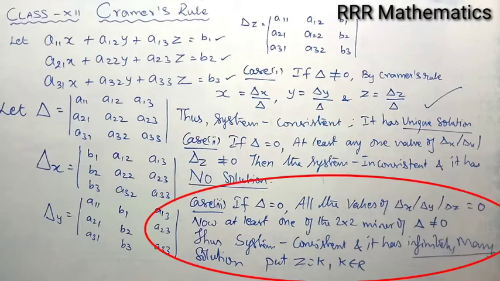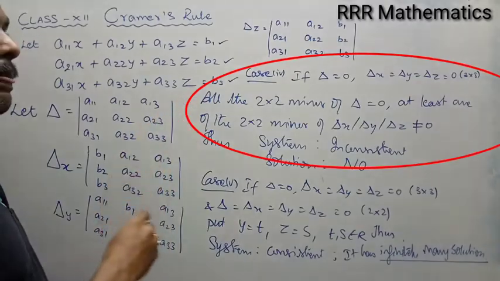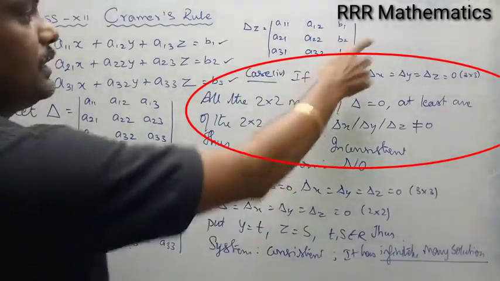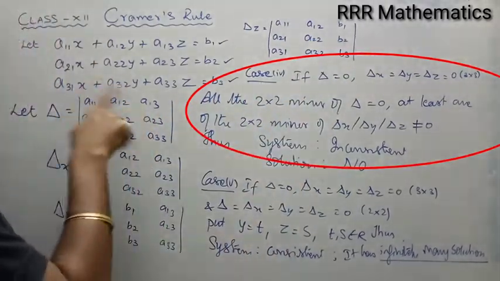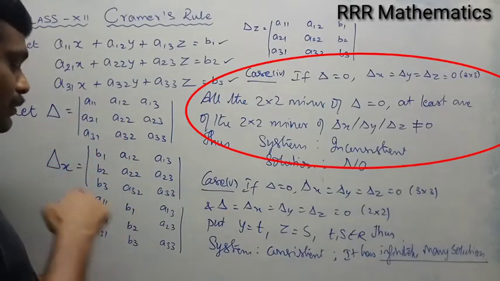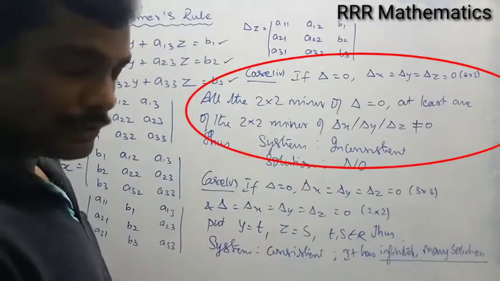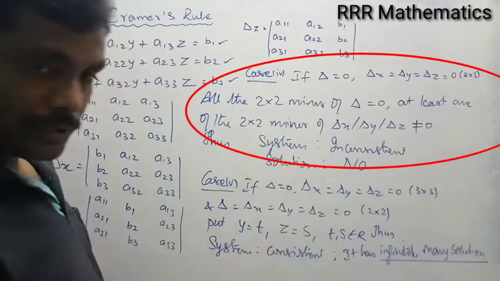Case 3: delta is 0, and delta x, delta y, delta z, all the 3 by 3 are 0. Then come to the 2 by 2 minors of delta, where at least one 2 by 2 minor of delta is not equal to 0. So the system is consistent, it has infinitely many solutions, replacing one dummy variable. Again we can use Cramer's rule to find the solution. Case 4: delta, delta x, delta y, delta z are 0, and all the 2 by 2 minors of delta are 0, but at least one of the 2 by 2 minors of delta x, delta y, delta z is not equal to 0. The system is inconsistent, no solution.